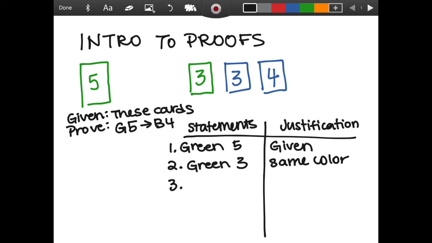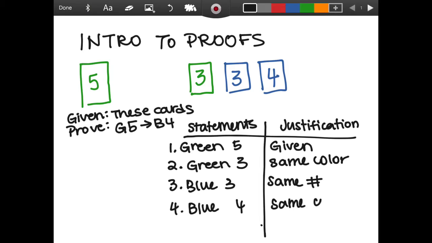Step number 3 is I'm going to play the blue 3 because it's the same number. And step number 4 is I'm going to play the blue 4 because it's the same color. So I have managed to get from a green 5 to a blue 4 using the previously agreed upon rules.